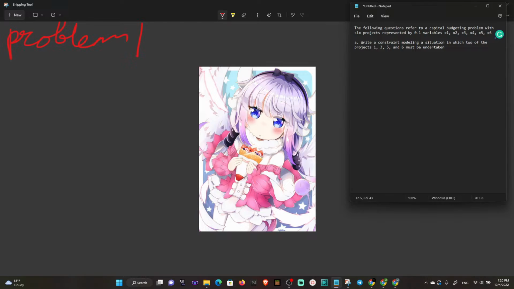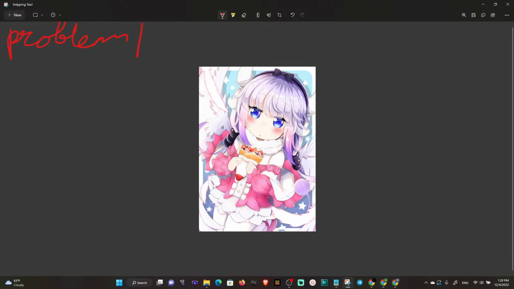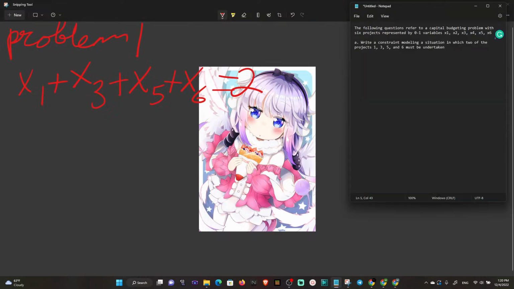Well, actually, wait, no, no. We're going with A, right? Constraint modeling, which two of the projects. Okay, we'll do x1 plus x3 plus x5 plus x6 is equal to 2. The correct answer is x1 plus x3 plus x5 plus x6 is equal to 2. I need to read my question. You were correct. So now let's do the next part.